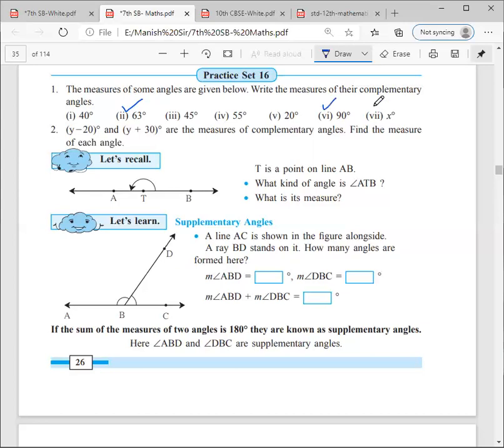Sir, we have to solve that in our notebook. Yes. I'm going to solve the 6th and 7th question both. Why? I'm telling you. See this. If we talk about the 6th question, see this.